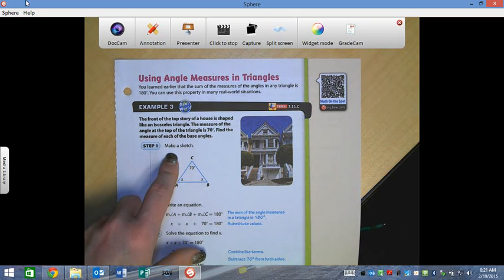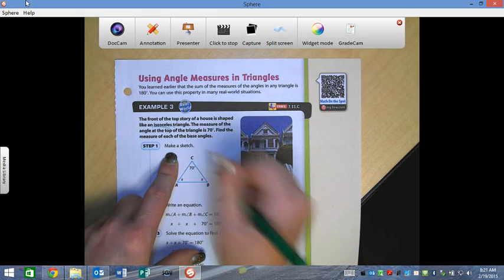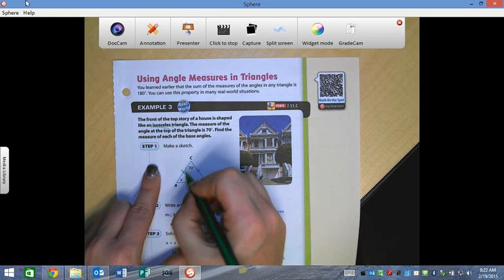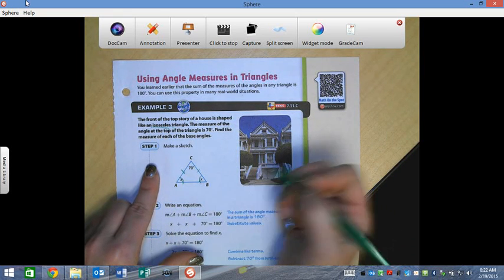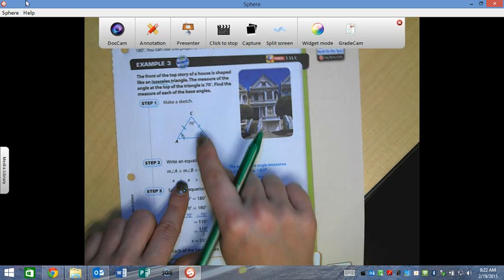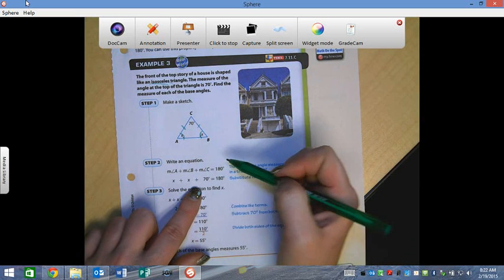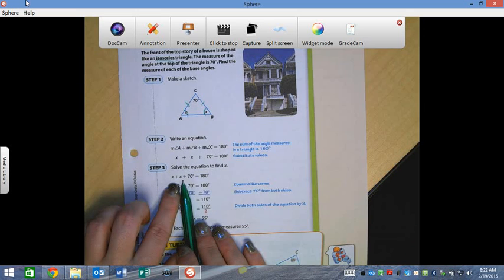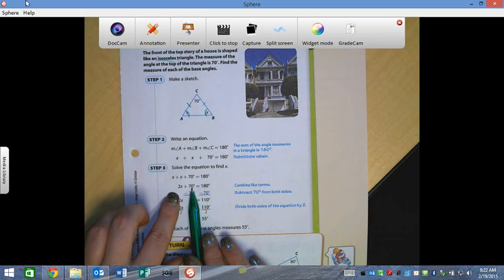Make a sketch, okay? I always tell you guys, always draw the picture. And we know it is an isosceles triangle, so we know that these two sides are the same. And if these two sides are the same, their angles have to be the same as well. Okay? So, we know if we add x plus x plus 70, since all the angles of a triangle add up to 180, we can make our formula. So, let's combine our x's. We have x plus x is 2x. So, then we get 2x plus 70 equals 180.